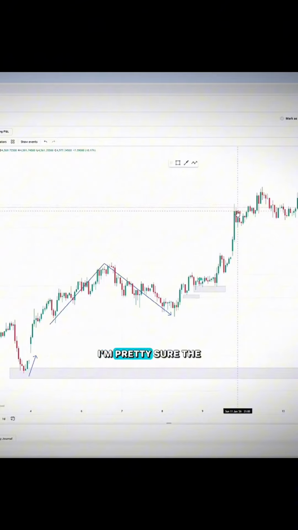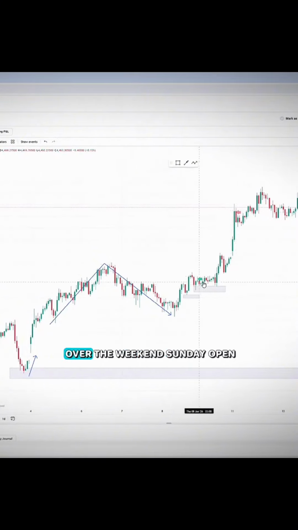And then the market, I'm pretty sure the market closed, and I just took my trade for what it was. Matter of fact, no, this wasn't market close. We held over the weekend. Sunday open, it popped all the way up, and then I ended up closing.